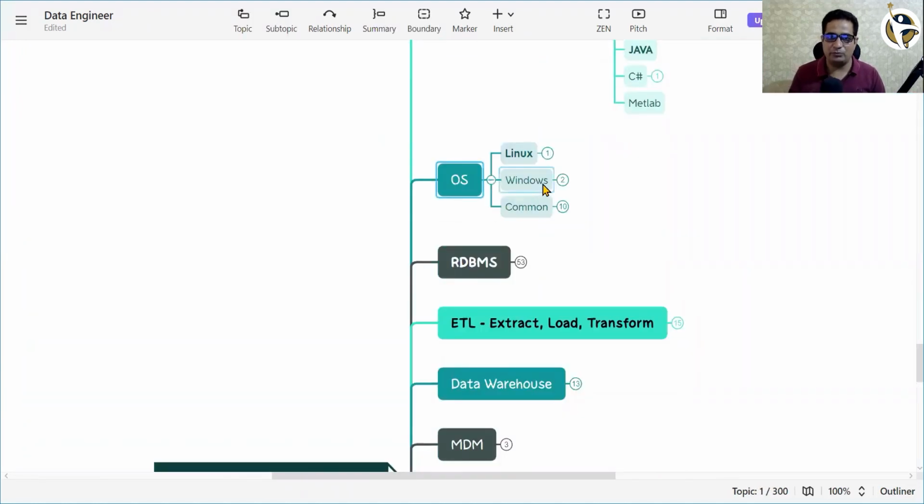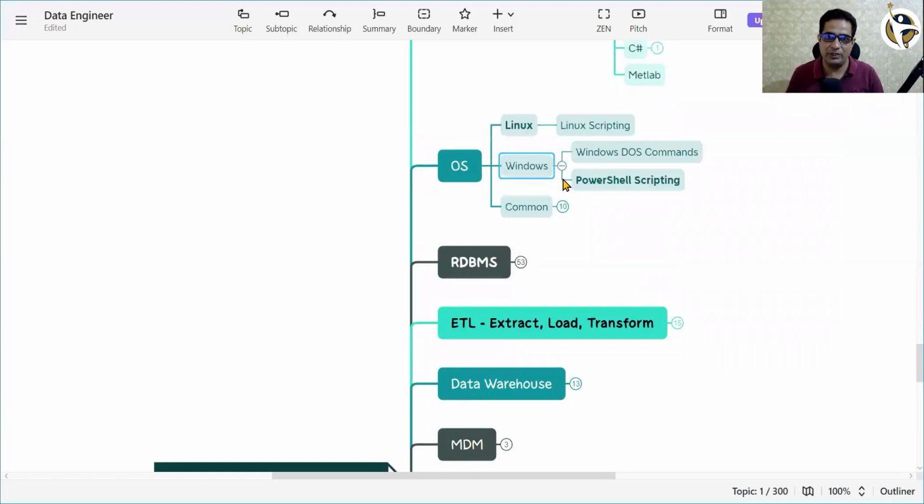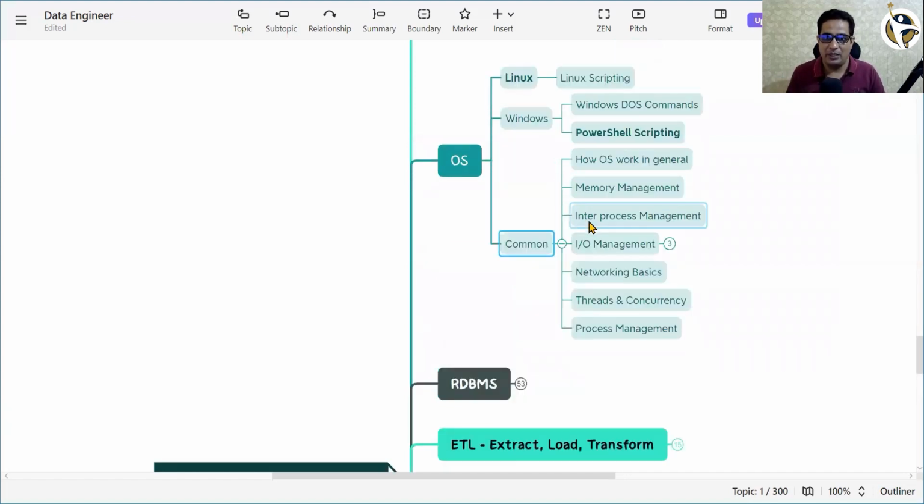Now coming to the next part, which is the operating system. If you see, most of the servers or most of the products right now are deployed on a Linux operating system, and that's where you need to know some deeper concepts about Linux, or you need to be at least moderate in Linux scripting. As an alternative to Linux scripting, nowadays Python is being used extensively. And suppose you are working on the Microsoft platform, that's where you need to know PowerShell scripting.